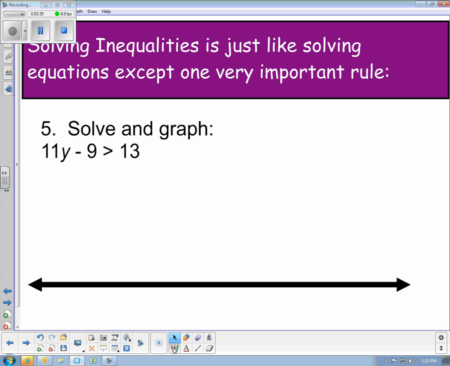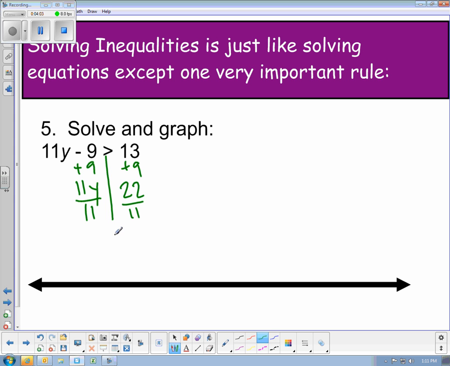In number 5, we are solving the inequality 11y minus 9 is greater than 13. So when I'm going to solve this, I'm going to start the same way I would as if it were an equation. This is my middle. I'm going to add 9 to both sides. I have 11y, and 13 plus 9 gives me 22. And then again, same as equations, I divide by 11.